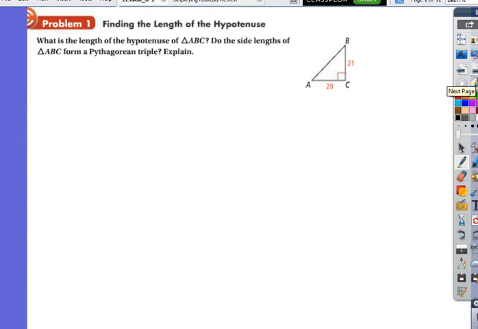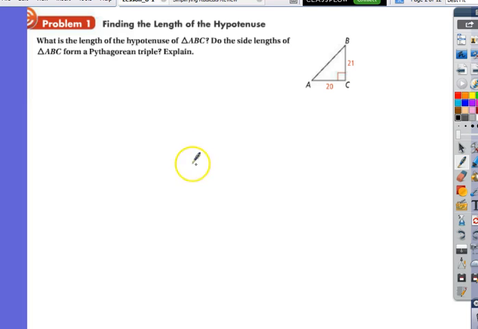So, showing you how to do this type of problem. Find the length of the hypotenuse of this triangle, and then after I'm done, decide if I have a Pythagorean triple or not. I'll have a Pythagorean triple if all 3 of the numbers involved in the triangle are integers. So in other words, if I end up with a perfect square for c squared, I've got a Pythagorean triple.